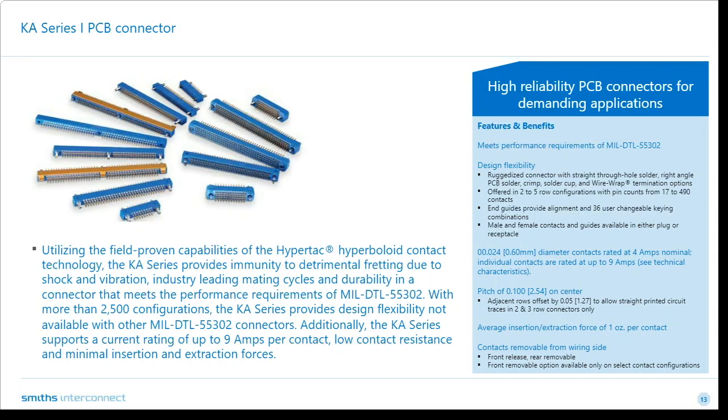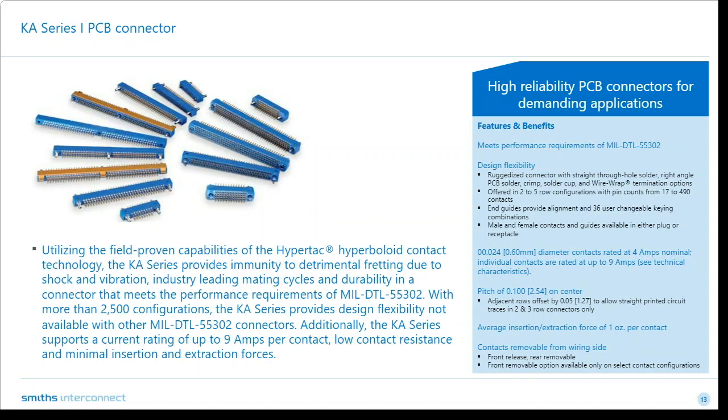It's got more than 2,500 different configurations. The KA series provides a lot of design flexibility that is not available with other mil standard connectors. The KA series also supports a current rating of up to 9 amperes per contact, low contact resistance, again going back to the hyperboloid contacts, and minimal insertion and extraction force.